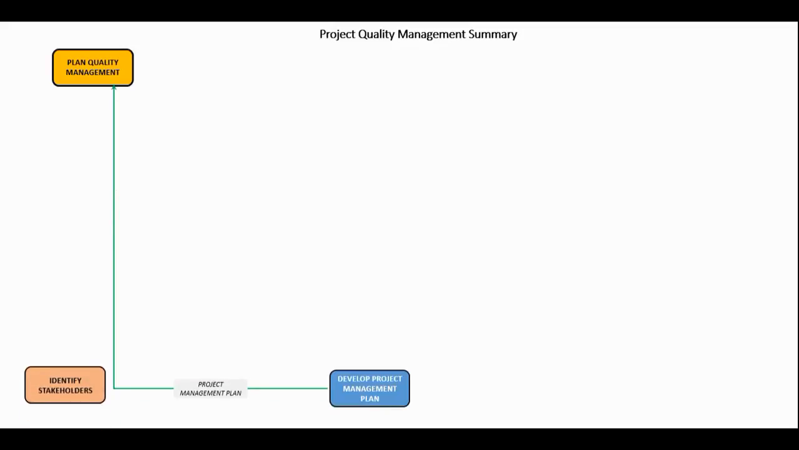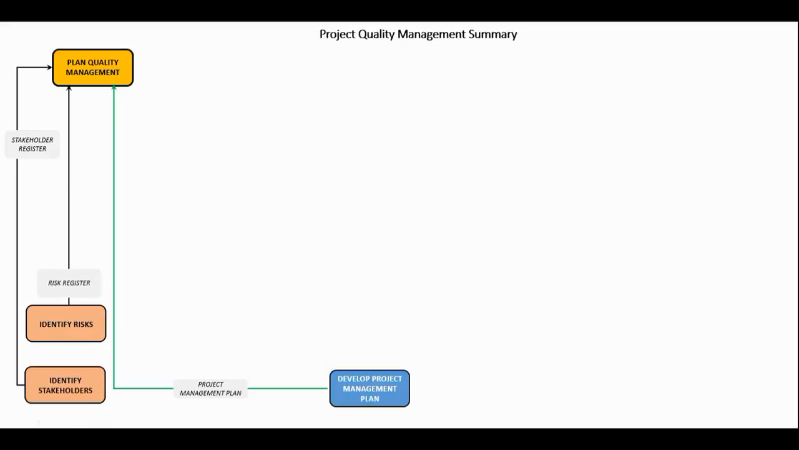It's the project management plan going in to plan quality management. And also between identify stakeholders and plan quality management, there is a relationship. Why? Because your stakeholders have a say in quality, of course. So your stakeholder register is an input. In identifying risks, remember, there could be quality related risks. So the risk register is an input as well.